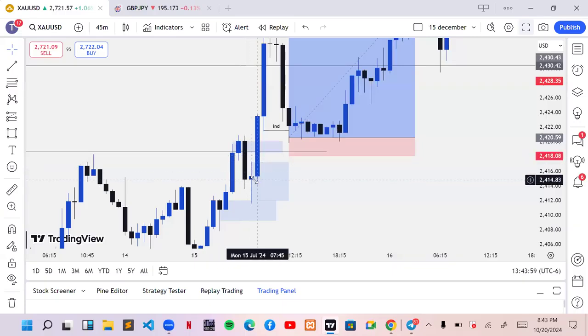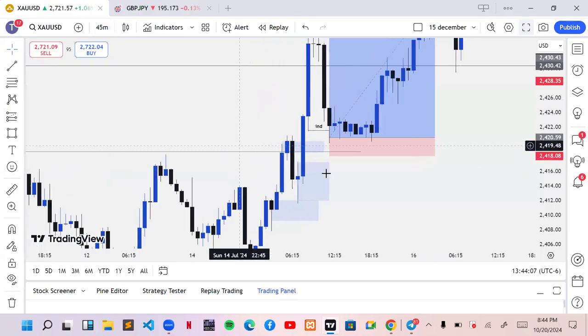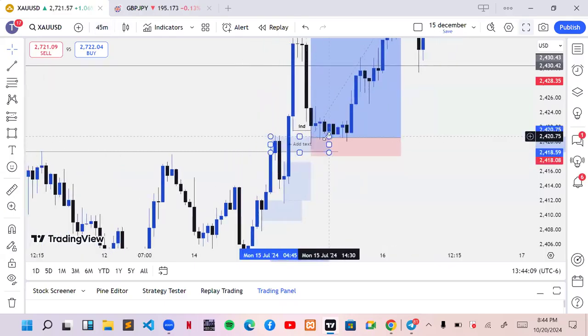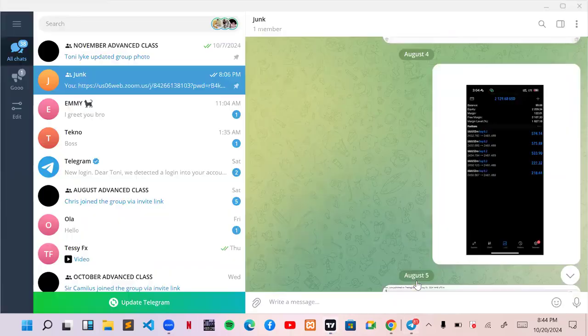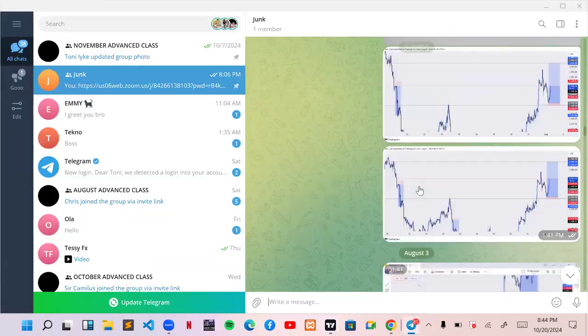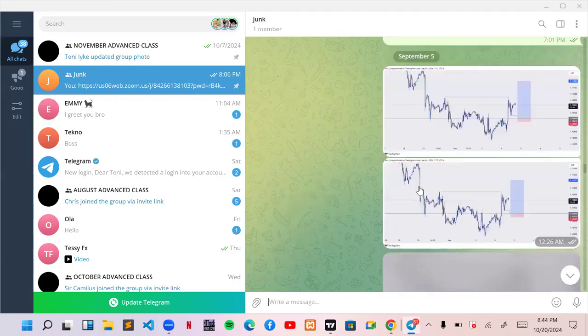But which point of interest are we going to use? The fourth rule, we pay attention to it. That should be the point of interest that's closest to liquidity. That was why this breaker block was used as entry. And then as price tapped it, it started reversing. I think I have the trade for it. So let me see if I can find it.